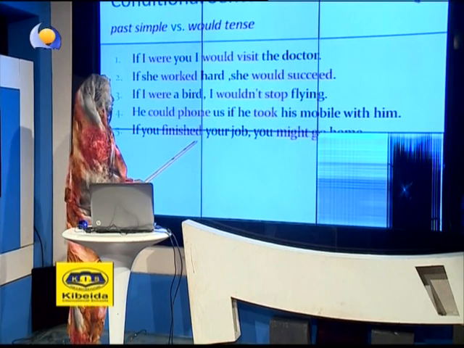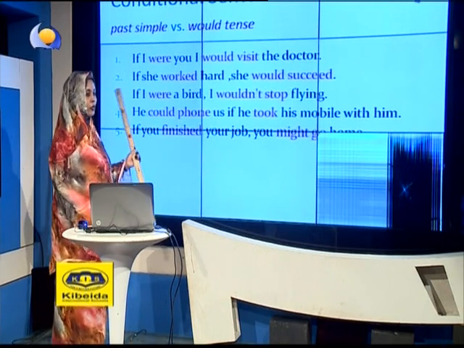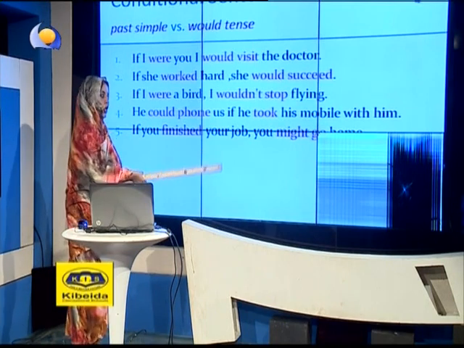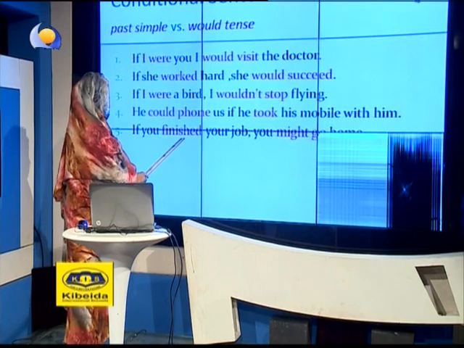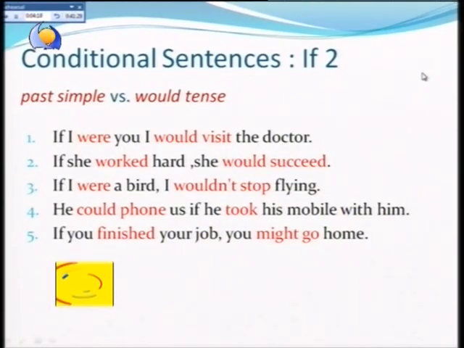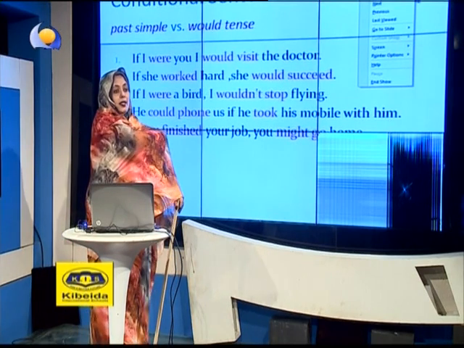If you finished your job, you might go home. Your manager or your teacher or whoever says, if you finished your job, you might go home. Finished in the if clause, past tense. You might go; we said might is a past tense of may. So might go in the main clause. This is if one and this is if two here. I hope the difference in use is clear.